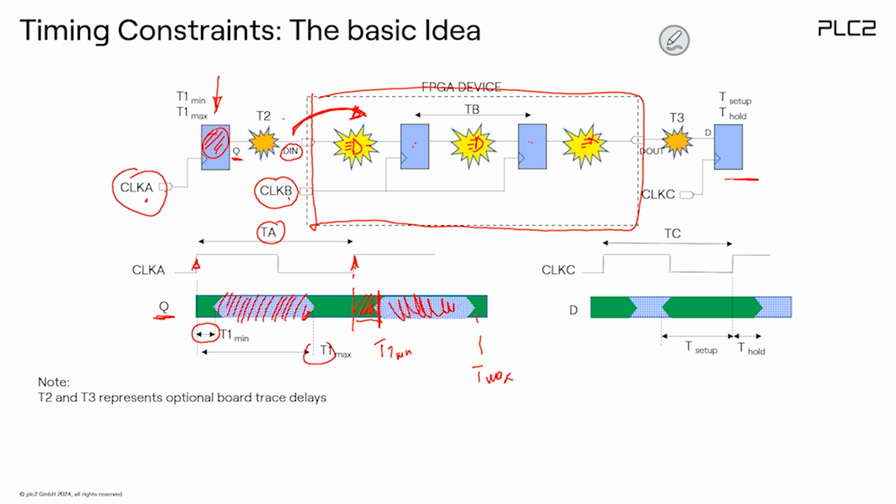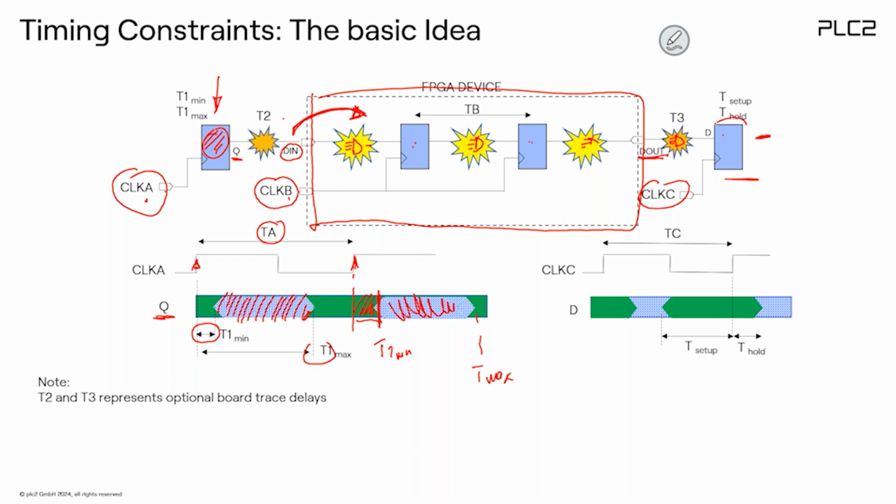So my output signal, the out, is connected again, maybe on a PCB. This time T3 may represent some trace delay on the PCB. You can define it. If there's no trace delay, then T3 will be 0, but in general there is maybe some delay. So this is connected to the input of this external downstream component, which is clocked with clock C. Clock C is not clock B, and not clock A; it's a completely different frequency.